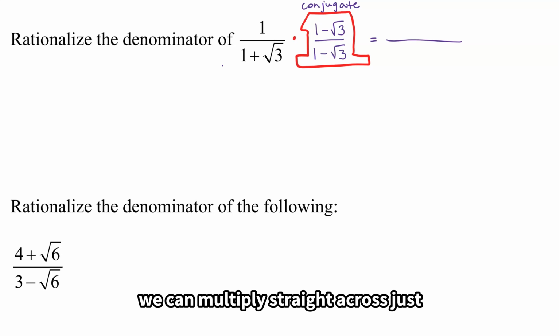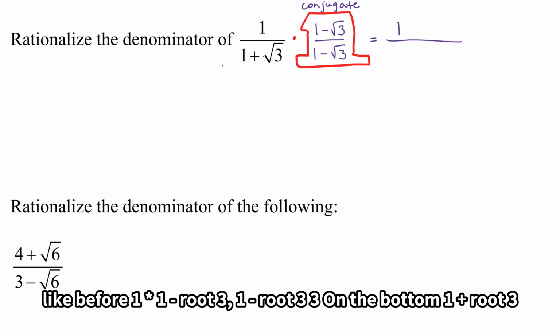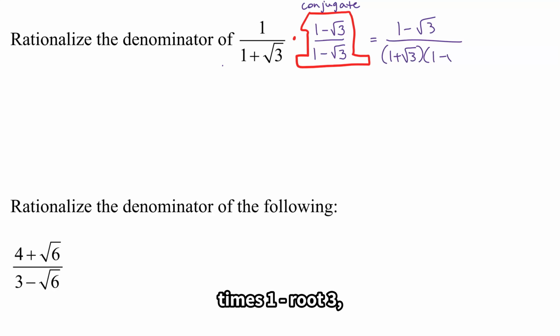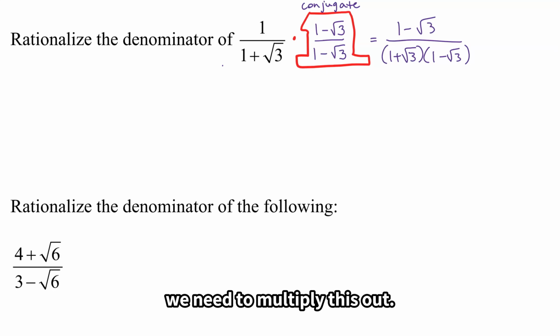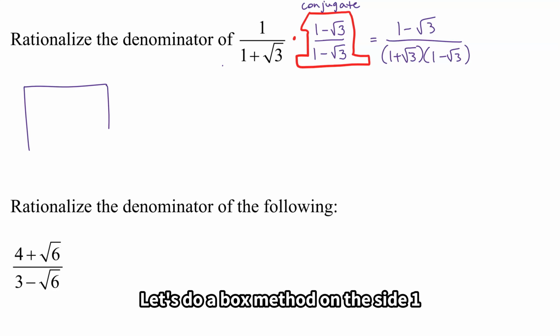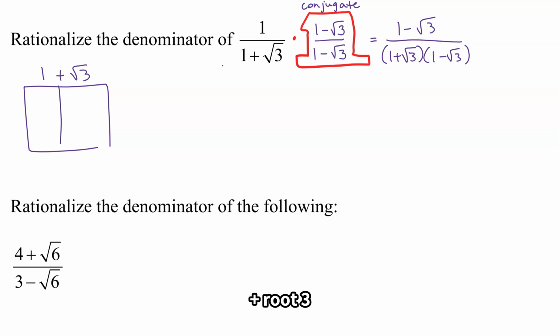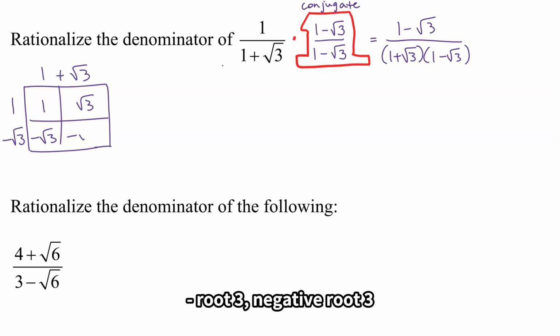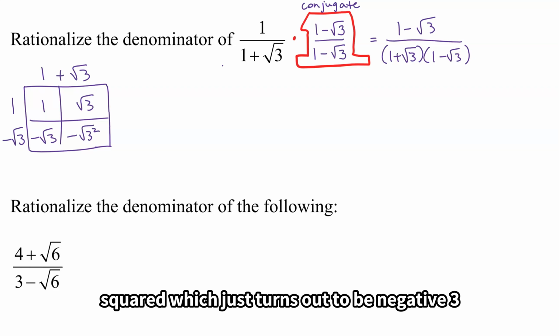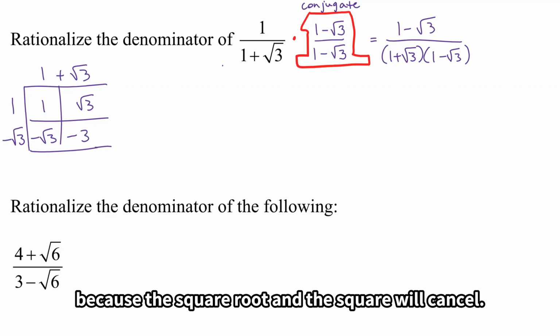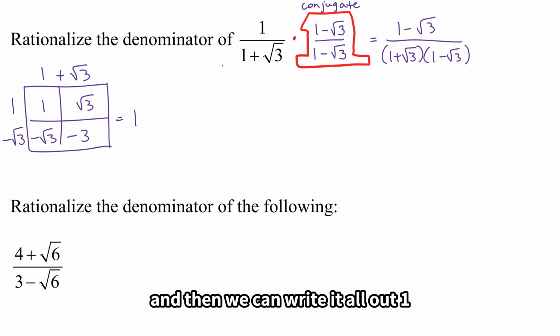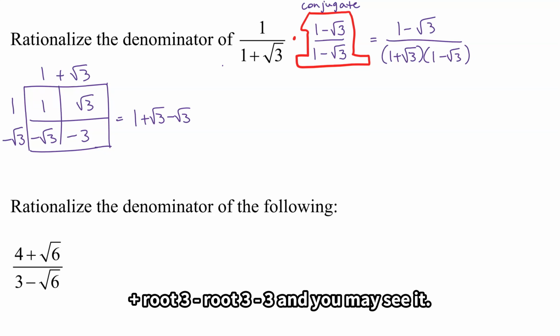Once we do that, we can multiply straight across just like before. 1 times 1 minus root 3, 1 minus root 3. On the bottom, 1 plus root 3 times 1 minus root 3. We need to multiply this out. Let's do a box method on the side. 1 plus root 3, 1 minus root 3: 1, root 3, negative root 3, negative root 3 squared, which just turns out to be negative 3 because the square root and the square will cancel. And then we can write it all out: 1 plus root 3 minus root 3 minus 3.